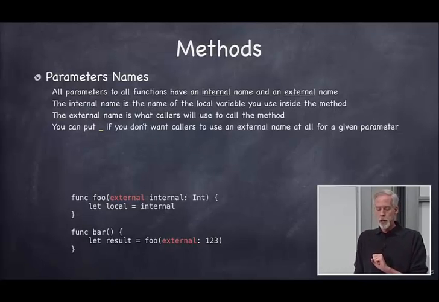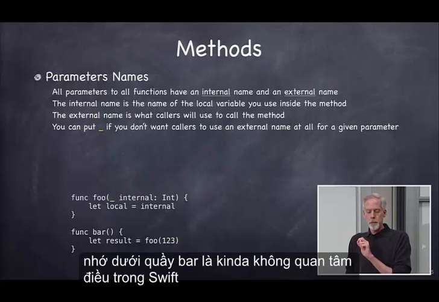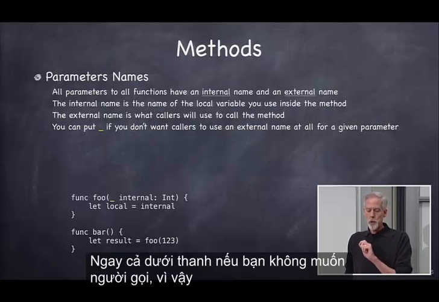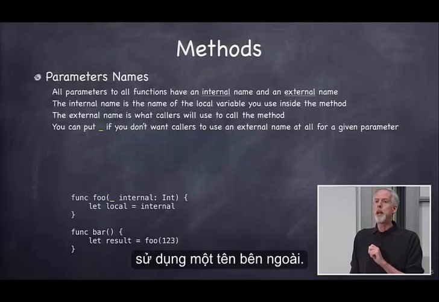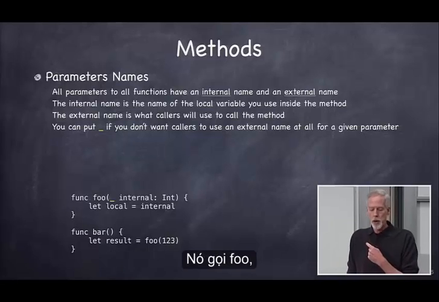They can be different. You can put an underbar. Remember, underbar is kind of the don't care thing in Swift. You can put an underbar if you don't want callers to use an external name. So now look at bar. It calls foo.